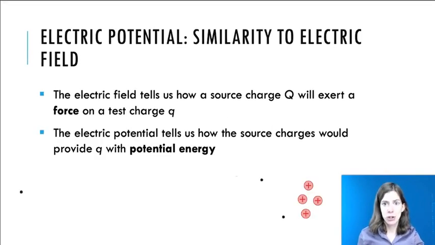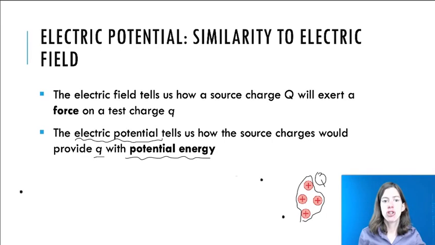Let's consider some source charges. Again, it could just be one, but this picture just happens to have a few. So this source is definitely producing an electric field, but it's also producing an electric potential. The electric potential tells us how much potential energy the test charge is going to gain when it is placed within that potential. So you see the similarity, right? The electric field tells us about the force. The electric potential tells us about the energy.